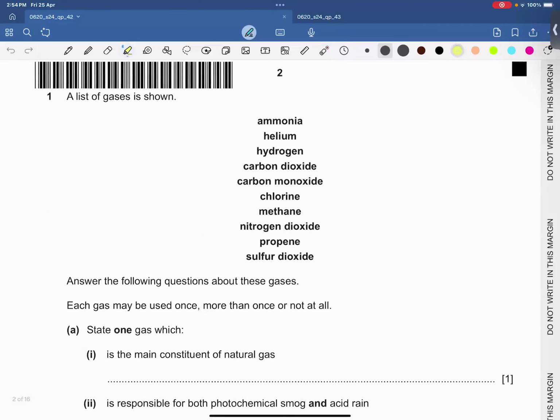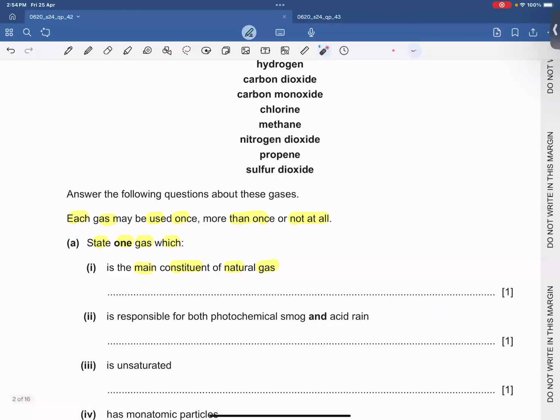A list of gases is shown. Each gas may be used once, more than once, or not at all. State one gas which is the main constituent of natural gas. Natural gas is basically methane. So methane is going to be the right answer.